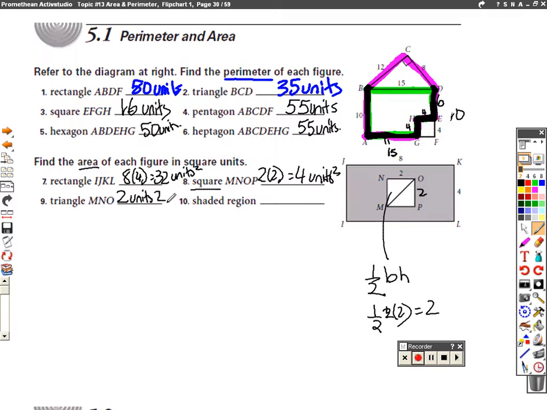Now the shaded region, if we look at this, we've got this big rectangle, which we said the whole thing had an area of 32, and we're missing just a square on the inside, which we said was 4. So shaded is going to be the whole minus the square that's in the middle. So we know that's 32 minus 4 for the square, so 28 units squared.